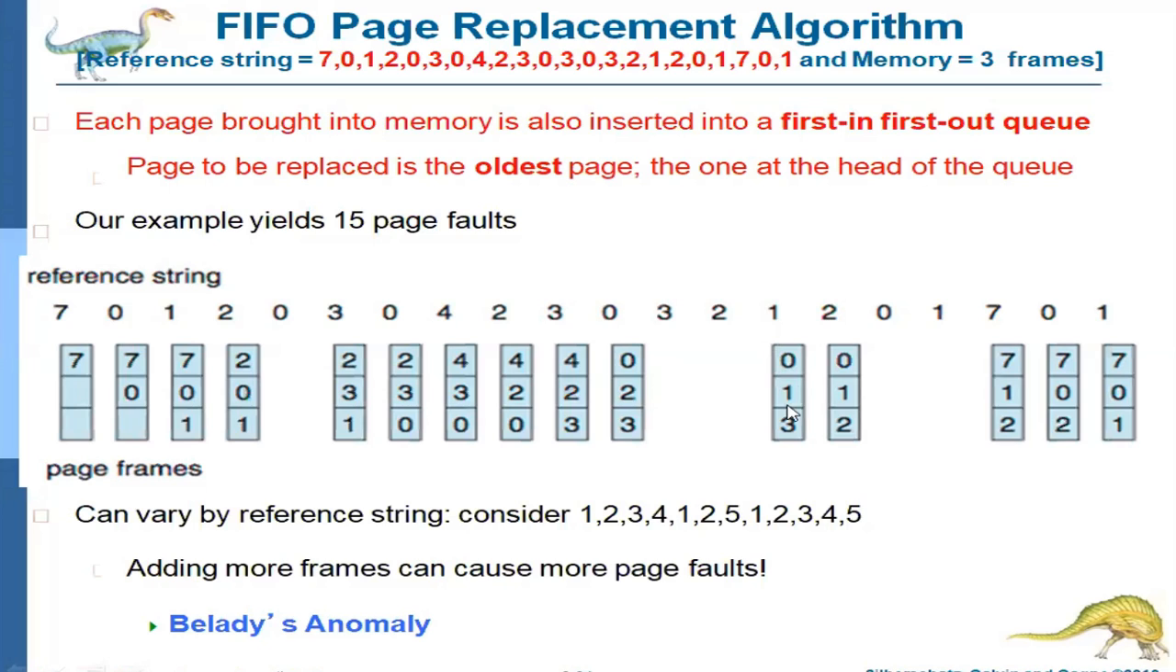Again, which page do you have to replace in this one? 0, 1, 3. Which one is the oldest? 0, no, 2, no, 3, ma'am. So 3 is the oldest. So instead of 3, we have to replace with 2.